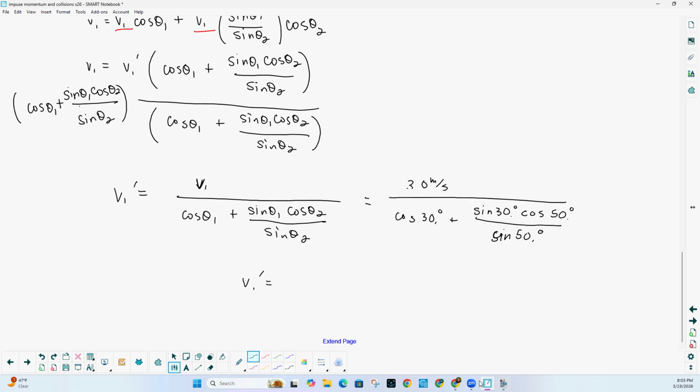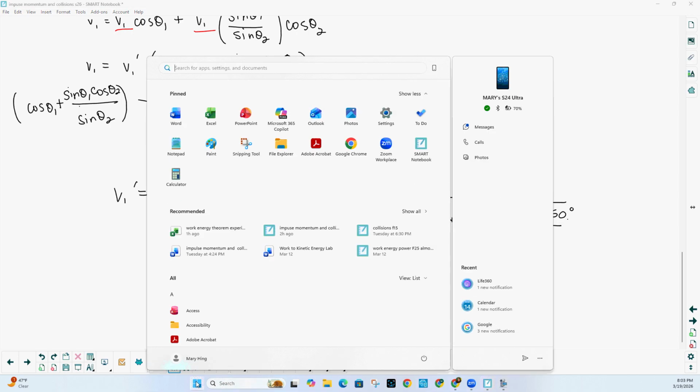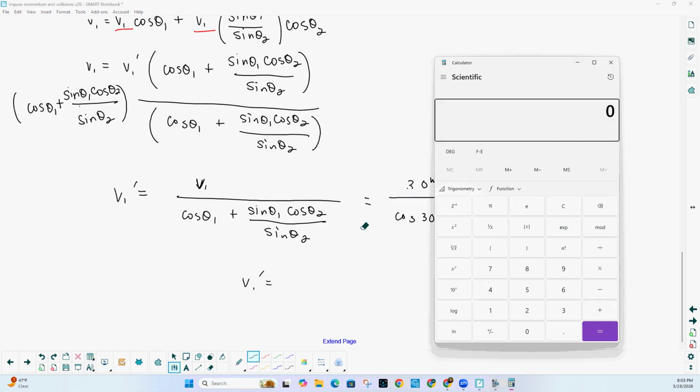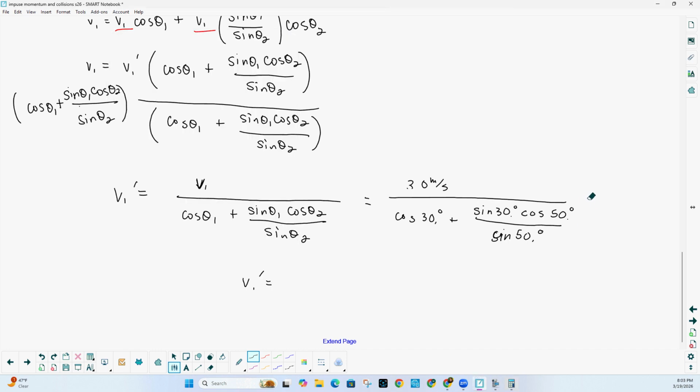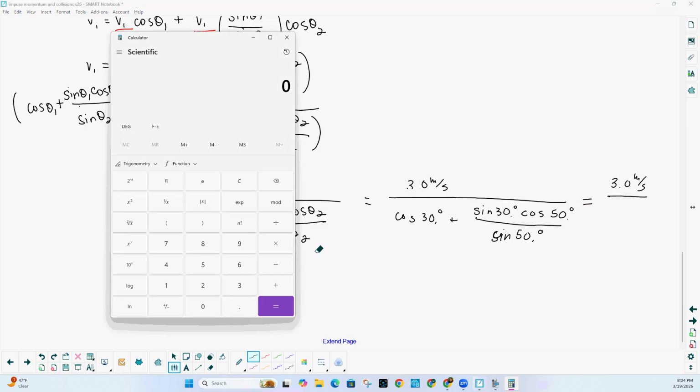Okay, so now I'm going to get out my calculator. Let me find my calculator. Actually, it's going to be easier for me to calculate the denominator, and then I'm going to invert it in my calculator. But what I'm going to do for you guys is solve the denominator first, and then I'll show you what to do.